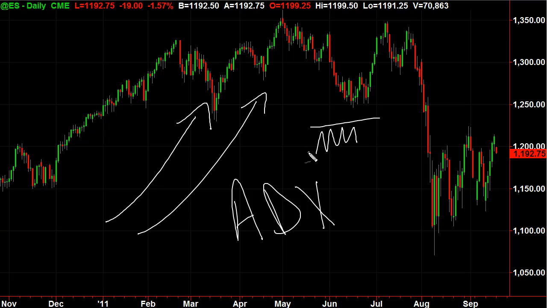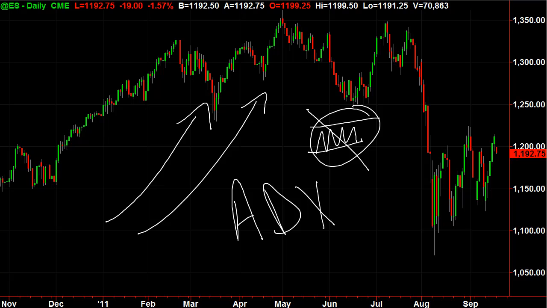Okay, now you want to avoid the chop. The chop is not good for your account. It will grind your account to dust and make your broker richer and put your broker's kids through college, but it really won't make you any money. So we only want to actually trade in a trending environment.